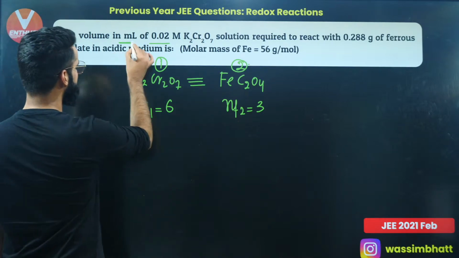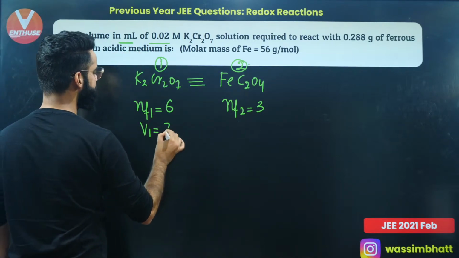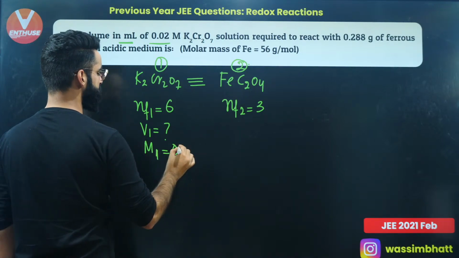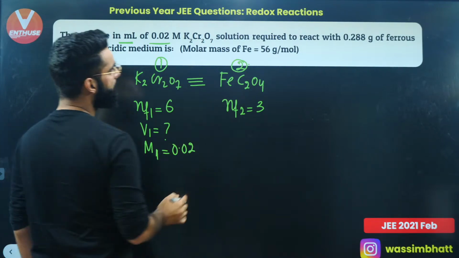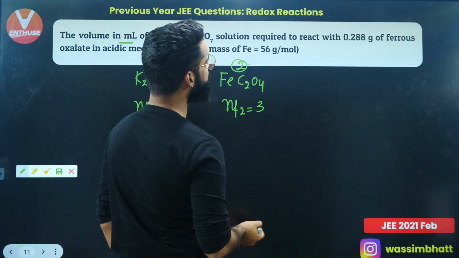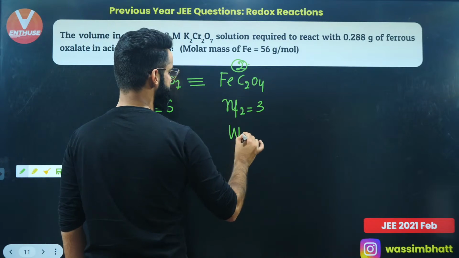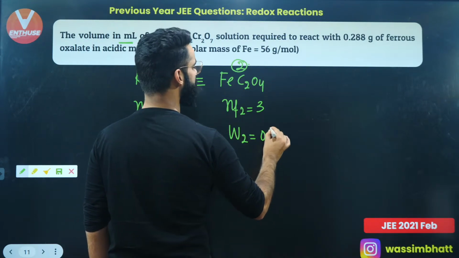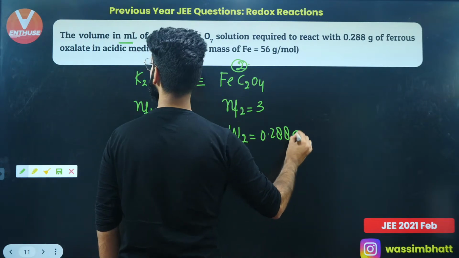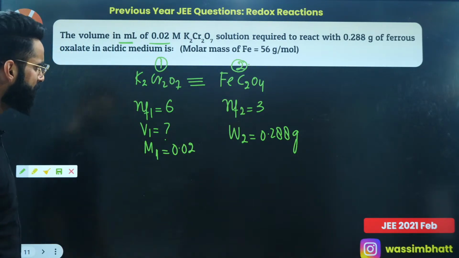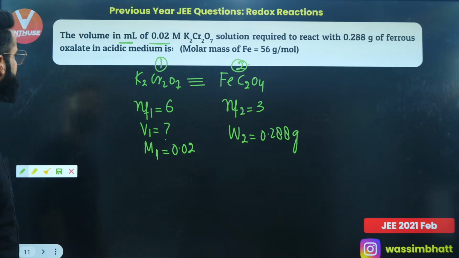The volume in ml, I need to calculate the value of V1, right? Molarity of K2Cr2O7 solution is given to me, M1 is given to me as 0.02, right? Required to react with 0.288 grams, right? So mass of this ferrous oxalate is given to me as 0.288 grams, correct? What do I need to calculate? I need to get the value of V1, right? Now guys, how do I solve this?